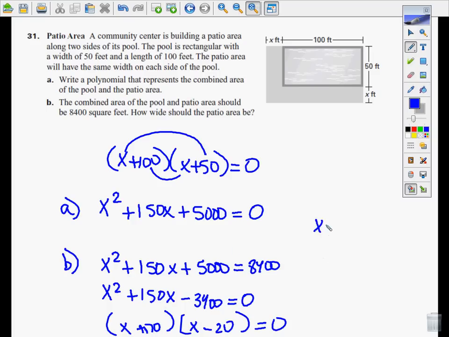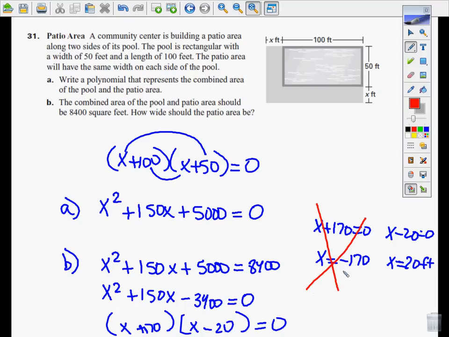So then I'll go x plus 170 equals 0, x minus 20 equals 0. So here x would equal negative 170 and x would equal 20. Well, algebraically, both of these answers work. In a realistic sense, I cannot have a negative width of this walkway around the pool. So the answer is only 20 feet.